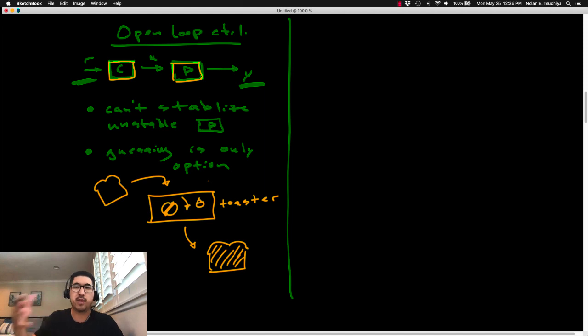Right? There's no feedback involved to continuously monitor the state of that toast. I know what I want. My reference is nice, crispy toast. I know that if I apply a certain input, turning the knob to a certain point every time, I will get the desired level of toast.